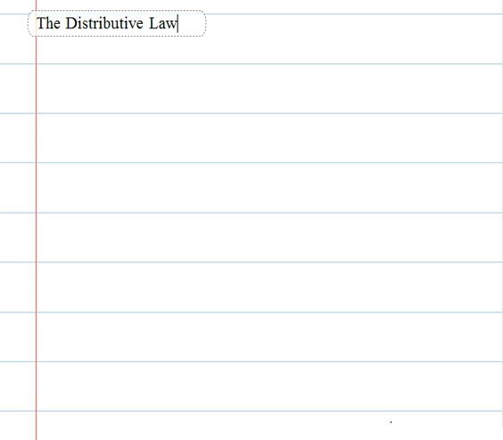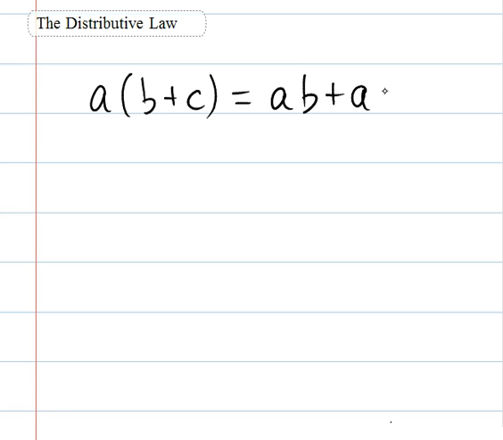Okay, in this video we're going to take a look at the distributive law from algebra. The distributive law states that A times the quantity B plus C equals A times B plus A times C. And we're going to question why this law is true.